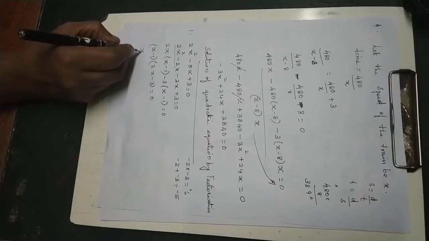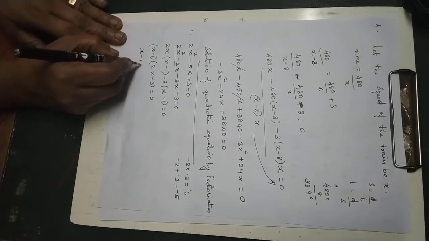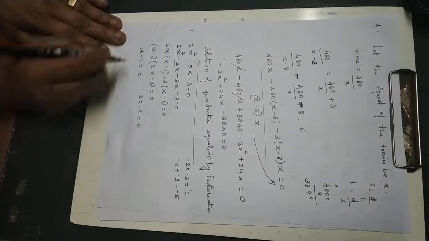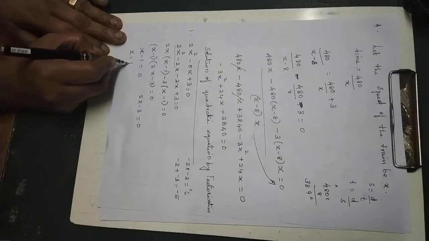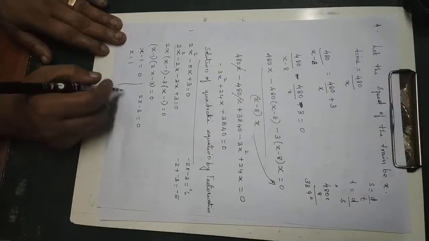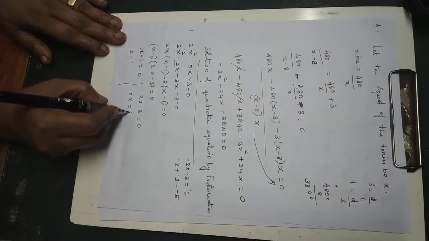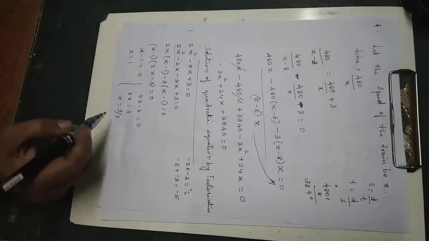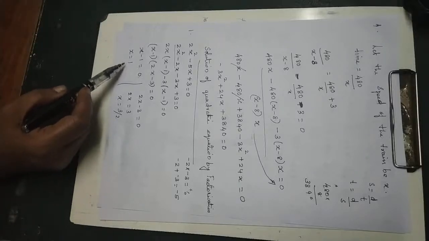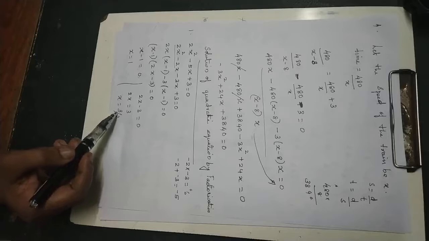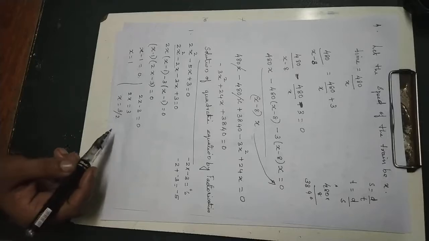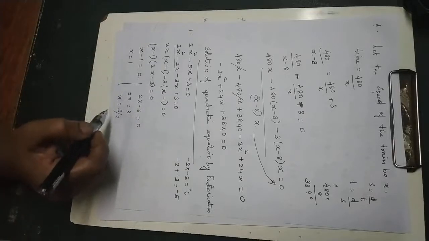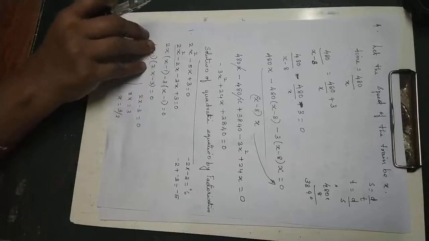So x minus 1 will be equal to 0 and 2x minus 3 is also equal to 0. So the x value is equal to 1, and here 2x minus 3 gives 2x is equal to 3 and x is equal to 3 by 2. So you are getting two values for x. One is x is equal to 1 and the other one is 3 by 2. So two solutions for this equation, x is equal to 1 and x is equal to 3 by 2.